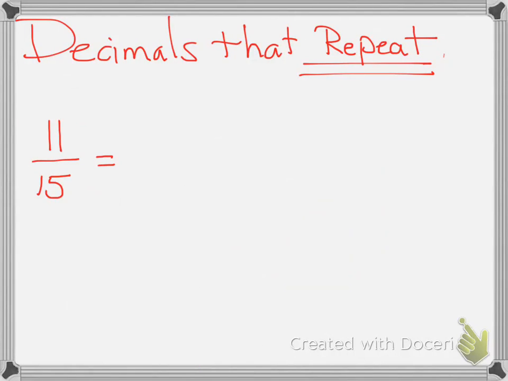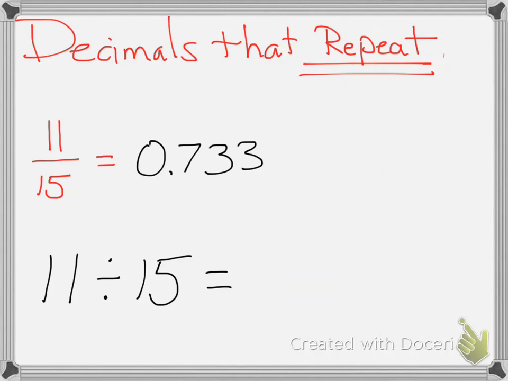The other type of decimal we might get when we convert a fraction to a decimal is called a repeating decimal. When we take the fraction 11/15 and we follow the rule I just said, just grab a calculator and do 11 divided by 15. Our calculator says 0.733333, and it goes all the way to the edge of the screen. What this means is that this 3, the digit that's a 3, is going to repeat forever and ever.